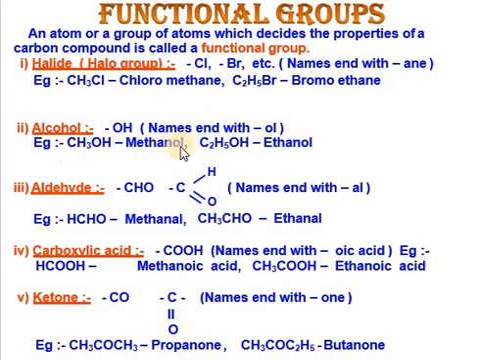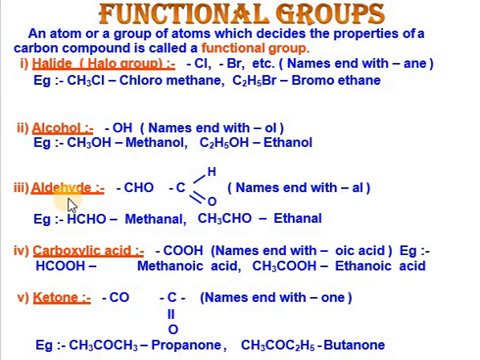Compound would be methanol. Similarly, if you have a compound having two carbon atoms and one hydrogen is replaced by one OH group, the compound would be called as ethanol. So basically, ol is the suffix which is used for alcoholic compounds.